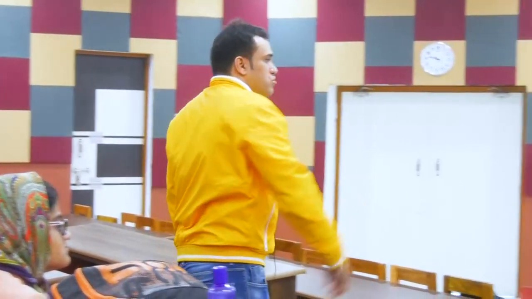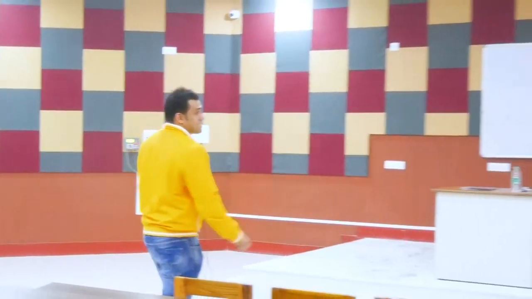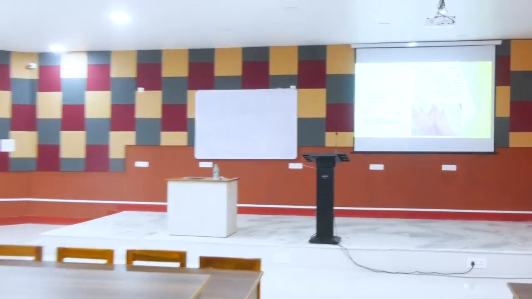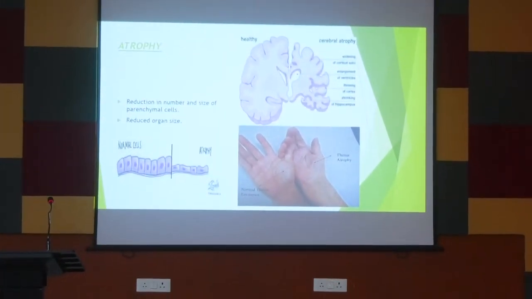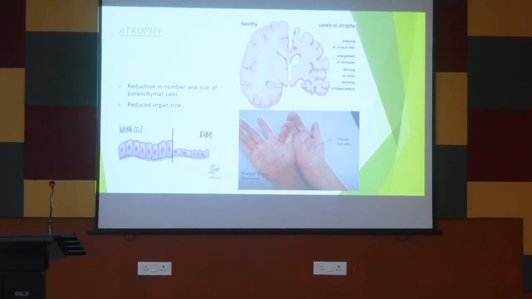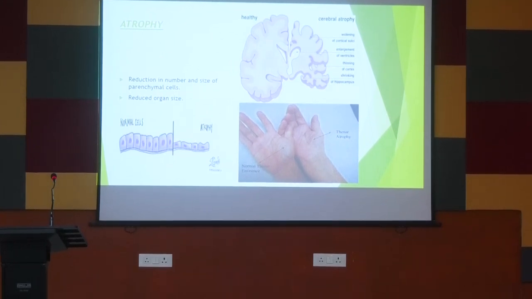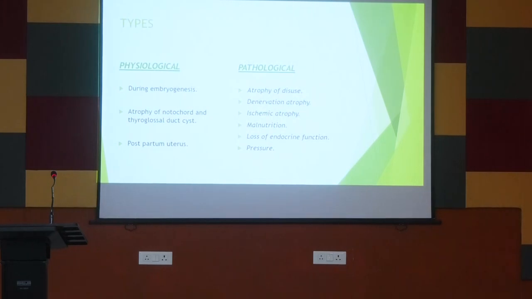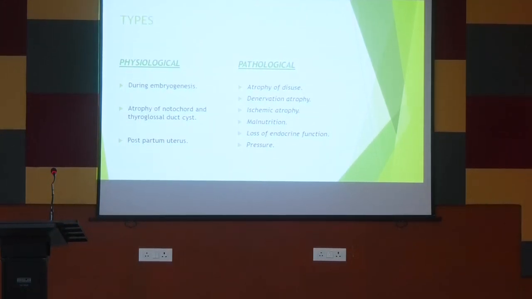Number three is ischemic atrophy. Can anybody give an example of ischemic atrophy? Look at the picture and tell me which one is ischemic atrophy. Exactly. If there is atherosclerosis of the blood vessels supplying the brain, it happens in older age, senile degeneration of the brain, because of reduced blood supply to the brain. That is an example of ischemic atrophy. You know what ischemia is, you have studied physiology, right?